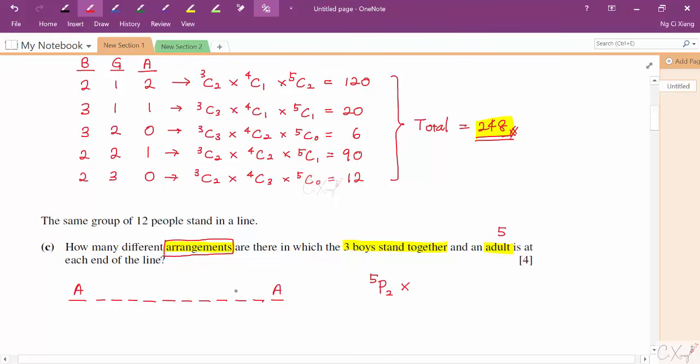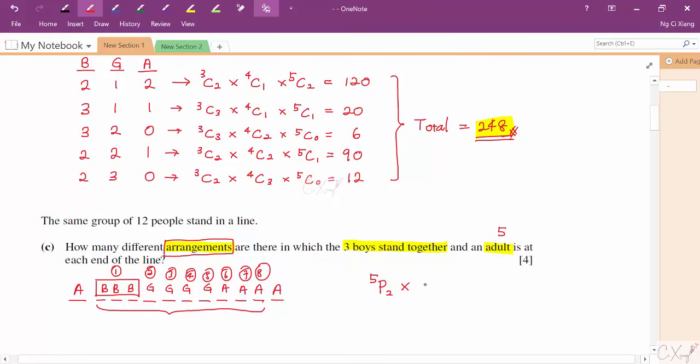Once I place the adults at the ends, now I consider all the arrangements in the center of the line. We have boys, but these 3 boys must stand together, so I will treat them as one unit. And we have 4 girls, 1, 2, 3, 4. We have the remaining 3 adults. Now I want to arrange all of them. How many units do we have? 1 unit here, 1, 2, 3, 4, 5, 6, 7, 8. We are arranging 8 units, so that means 8 factorial.